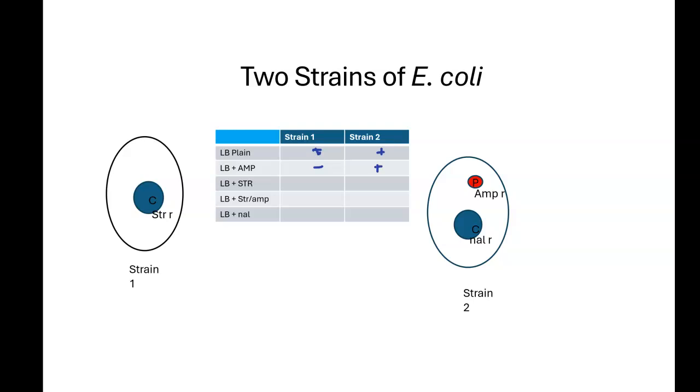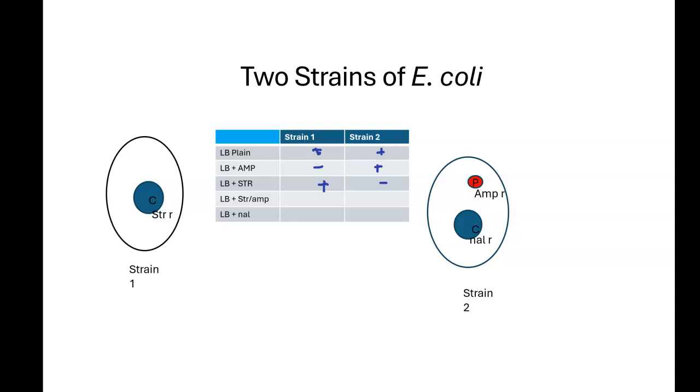If we look at the third situation, we've got the media with streptomycin added to the media. Strain number one has a streptomycin resistant gene, so it's got a workaround from that antibiotic killing it, so we would actually see growth. Strain number two does not have a streptomycin resistant gene, so it would die. We would not see growth, so I'm going to put a minus there. Now, let's combine antibiotics and see what happens.